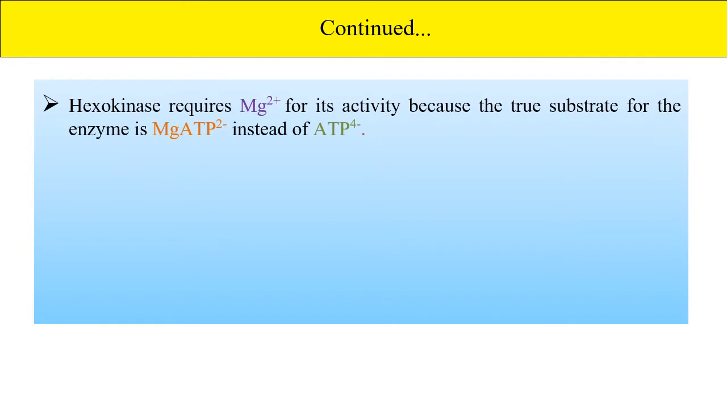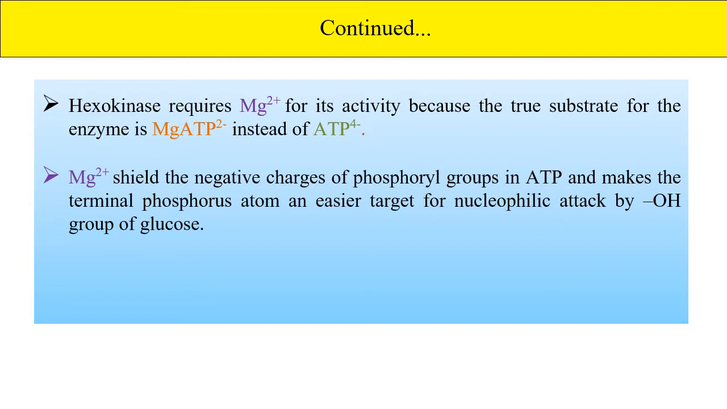Like many other kinases, hexokinase requires magnesium ion for its activity because the true substrate for this enzyme is the magnesium-ATP complex instead of ATP alone. This magnesium ion shields the negative charges of the phosphoryl groups in ATP, making the terminal phosphorus atom an easier target for the nucleophilic attack by the hydroxyl group of the glucose.